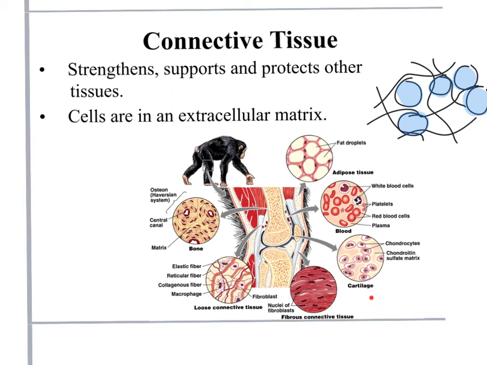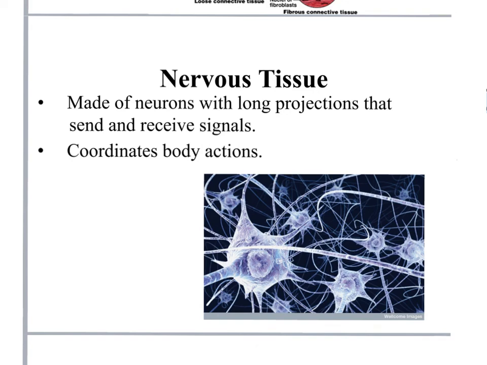Cartilage is another type of connective tissue. We also have the blood as an example of a connective tissue, and adipose tissue. Adipose just means fat. The final tissue type that we're going to talk about is nervous tissue.